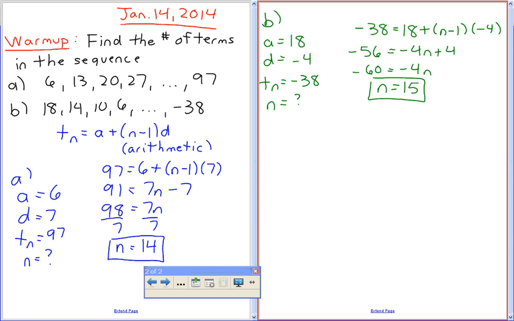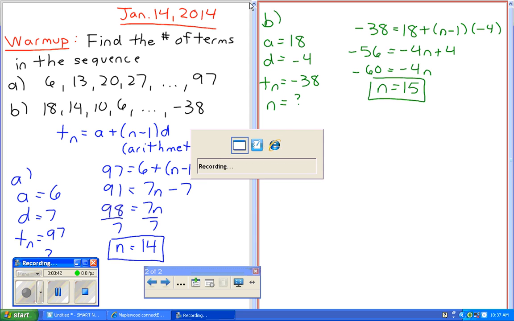Okay, I'm going to hit pause right now and hand out the test. I'm going to go through 1 or 2 solutions for the test. I'm going to hit pause before I start talking.